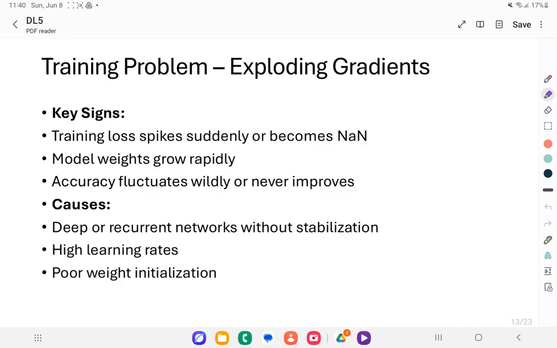This often happens in deep or recurrent networks with long propagation chains, especially when the learning rate is too high or the weight initialization is not well scaled. The solution includes reducing the learning rate and applying gradient clipping, which limits the maximum gradient values. Also using batch normalization, and proper weight initialization, like He initialization, as we said, helps control the gradient flow.